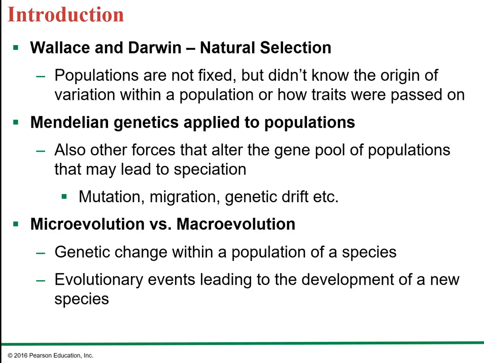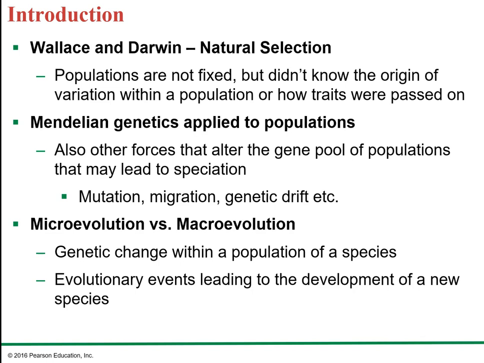What is in those previous slides, marked introduction, was already inputted by the book, and it's essentially the same thing. So just to reiterate, when we talked about Darwin and also Wallace's idea of natural selection, they knew that natural selection existed and that it drove evolution, but they didn't know where the origin of variation within a population came from, or how those traits were then passed on.